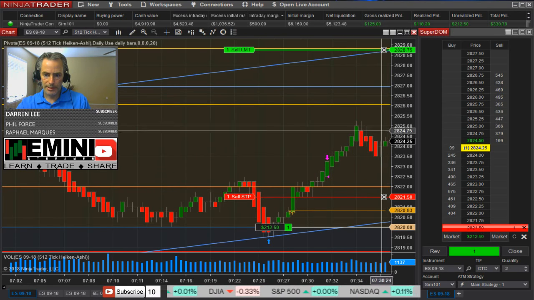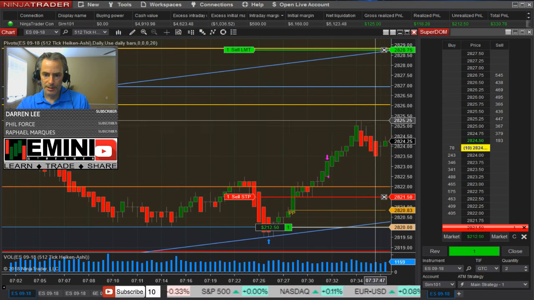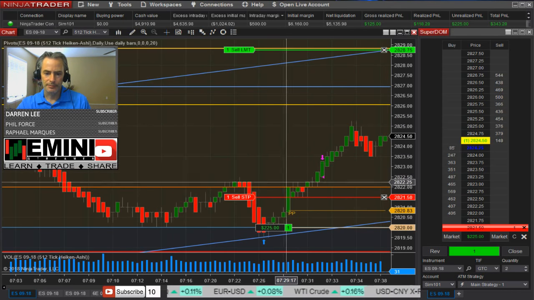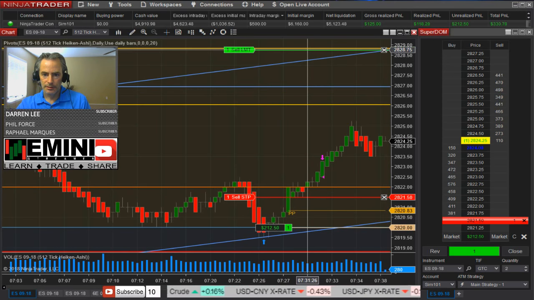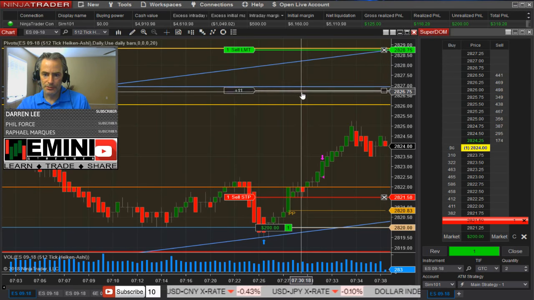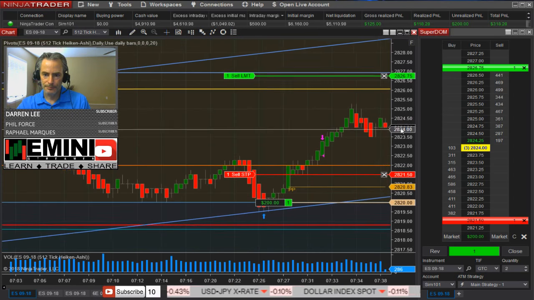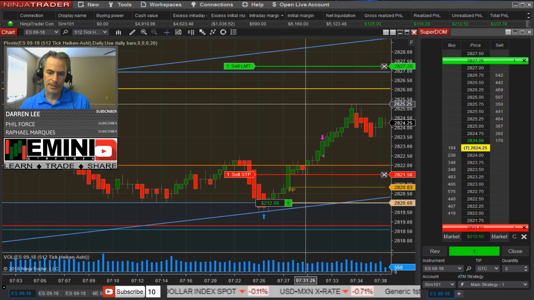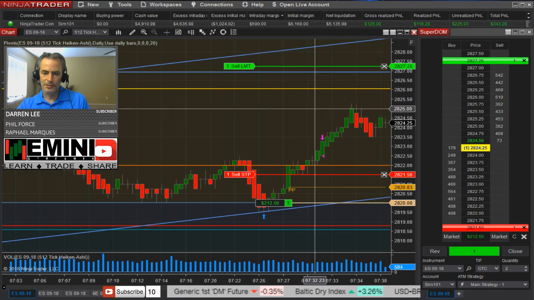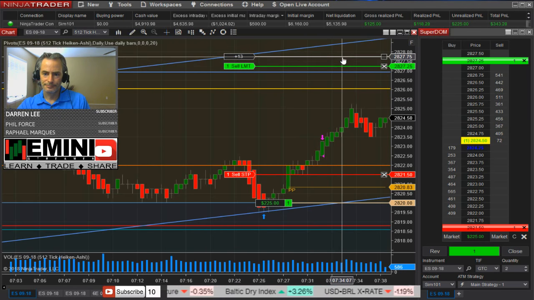So we'll be looking for it to make a new high here so we can move our stop up. If it struggles up here, I just might take profit. So I'm going to move my target down just in case I need to grab it. But if it starts to struggle here, I may take profit. I'm not thinking that it's going to, but you never know.